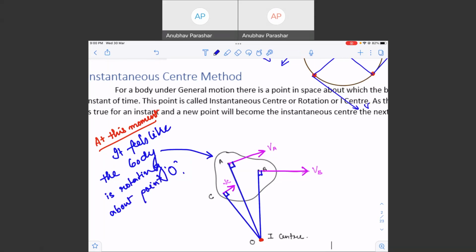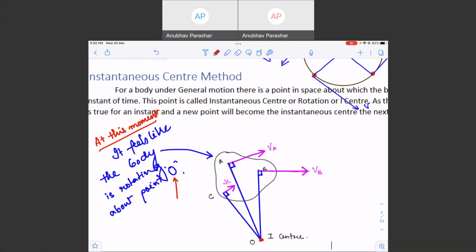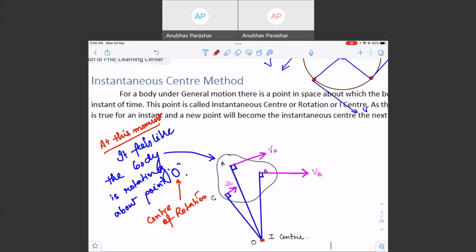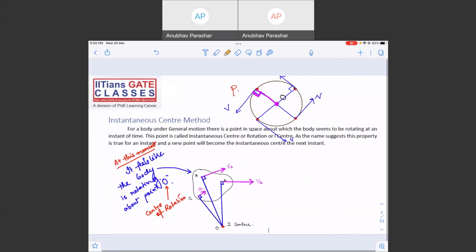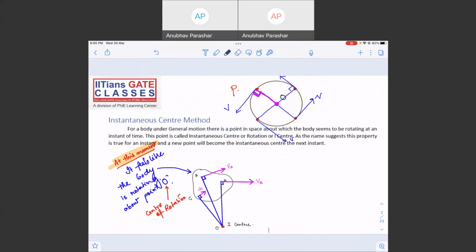It feels like the body is rotating about point O, right? Or in the other sense, what is point O? Point O is the center of rotation. Please let me make it very clear. This is at this moment. The next moment, the position of this body will change. The directions of the velocities will change, because it's general motion.